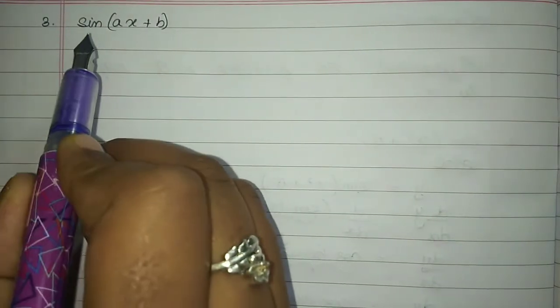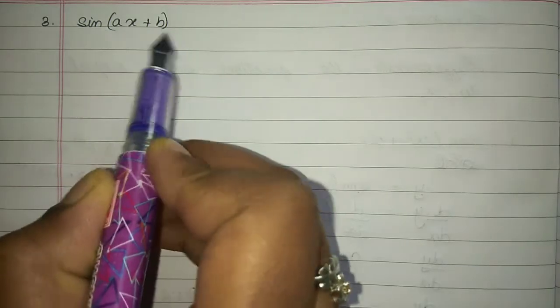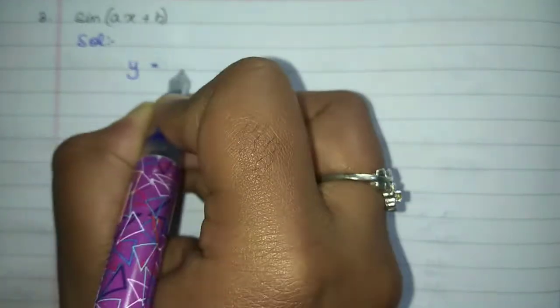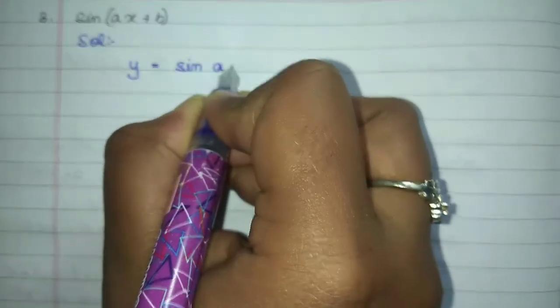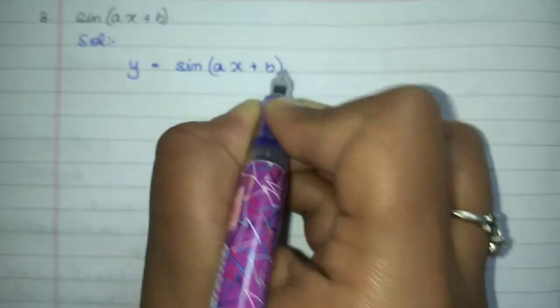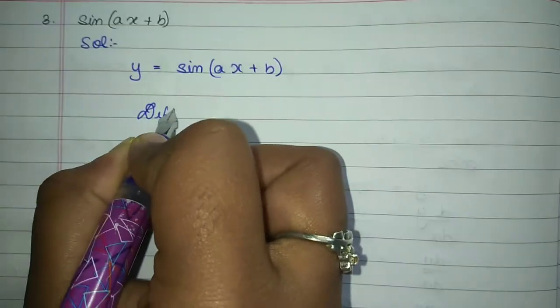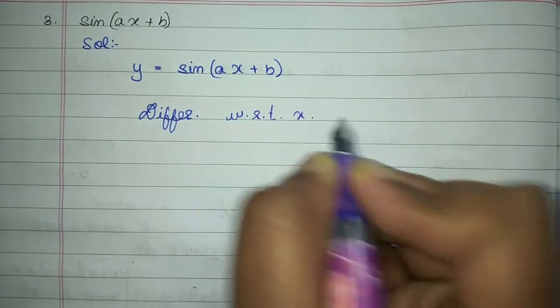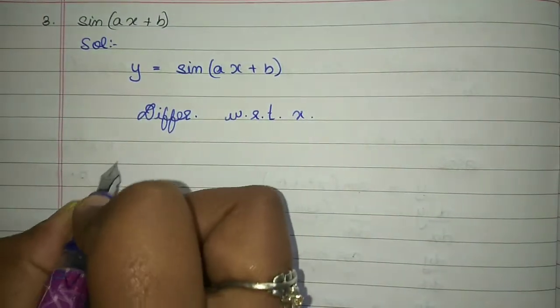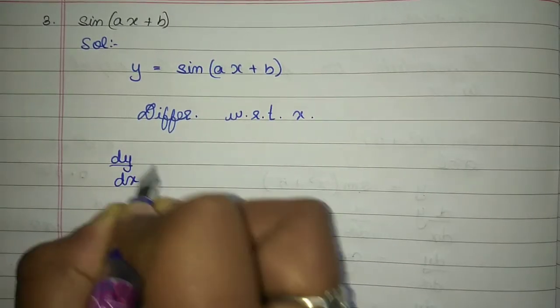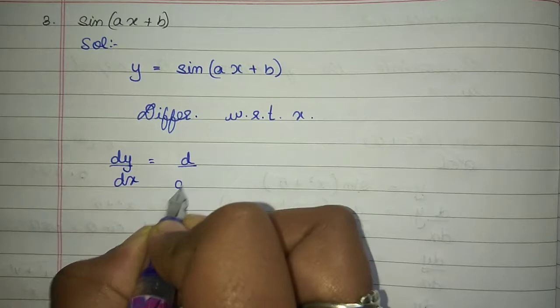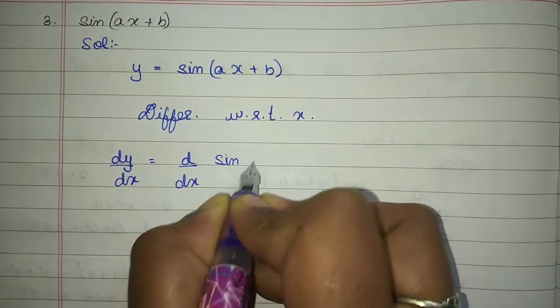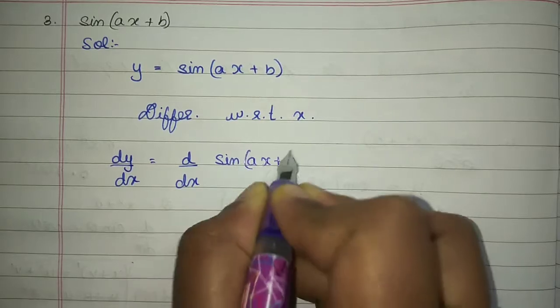Question 3, we have to differentiate the function sin of ax plus b. So solution. Let us write y is equal to sine ax plus b, that is the given function. Now we have to write differentiate with respect to x. So we have to write it as it is. So dy by dx is equal to d by dx of sine ax plus b.